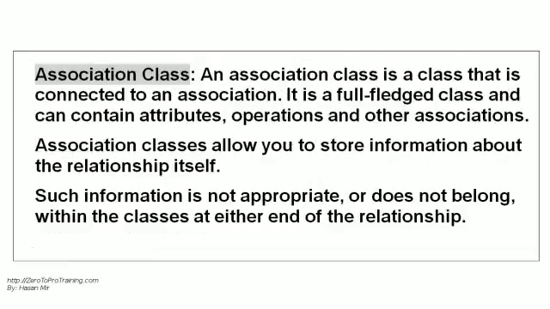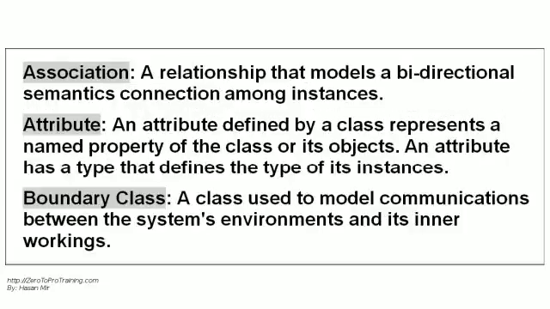Next, association class. An association class is a class that is connected to an association. It is a full-fledged class and can contain attributes, operations and other associations. Association classes allow you to store information about the relationship itself. Such information is not appropriate, or does not belong, within the classes at either end of the relationship. Next, association, a relationship that models a bidirectional semantic connection among instances.